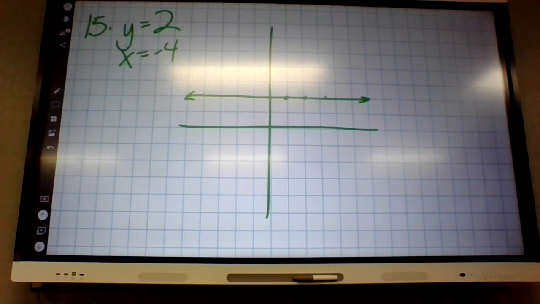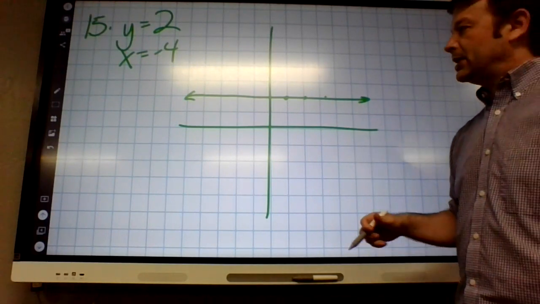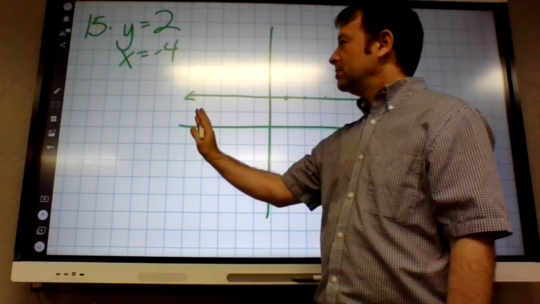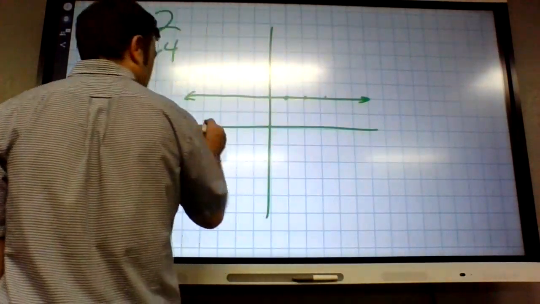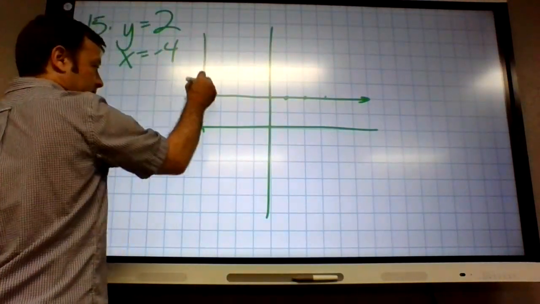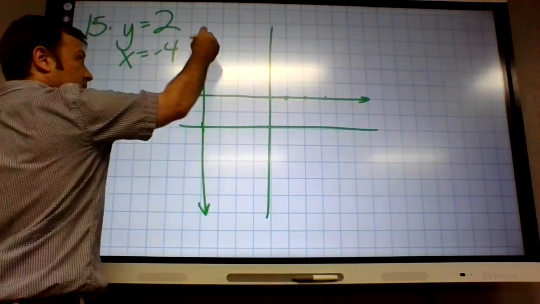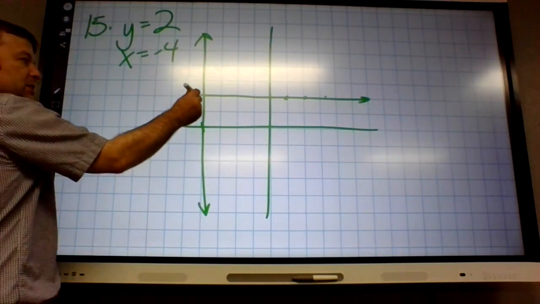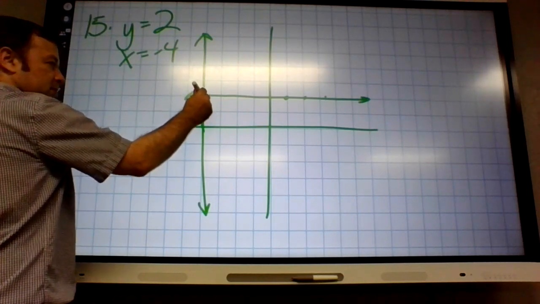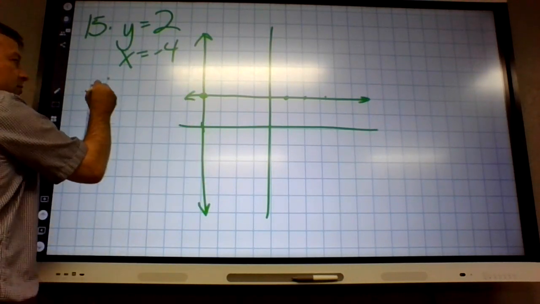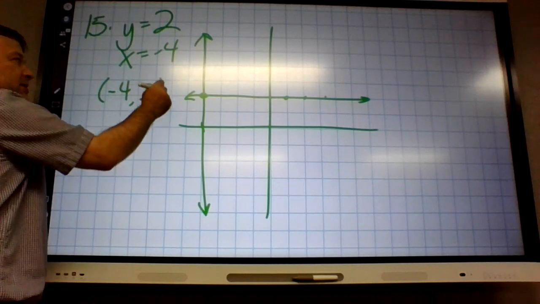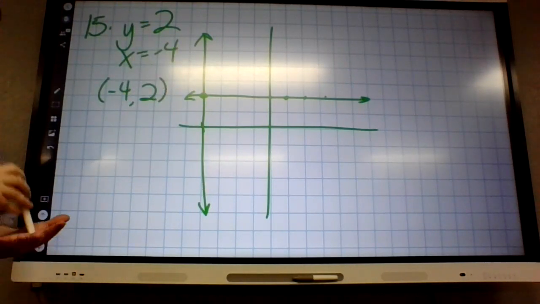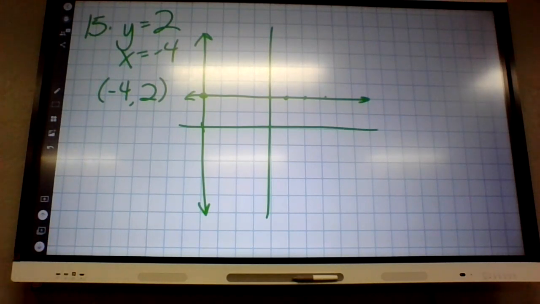So what does x equal -4 look like? You go left 4. Yeah, you go to -4 on the x-axis and go vertical, because those points all have an x value of -4. So what is the common point? -4, 2. Notice that's basically what those two equations say. Because the x value has to be -4, the y value has to be 2.